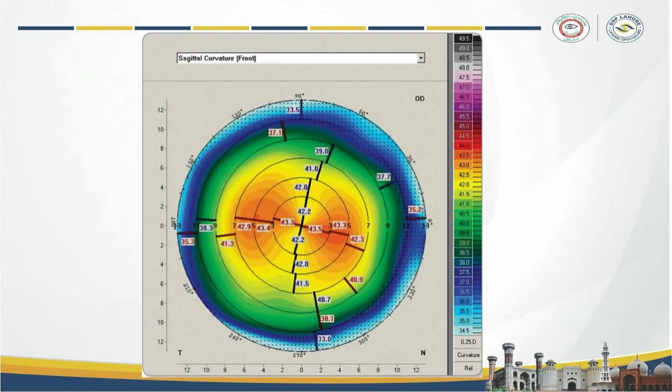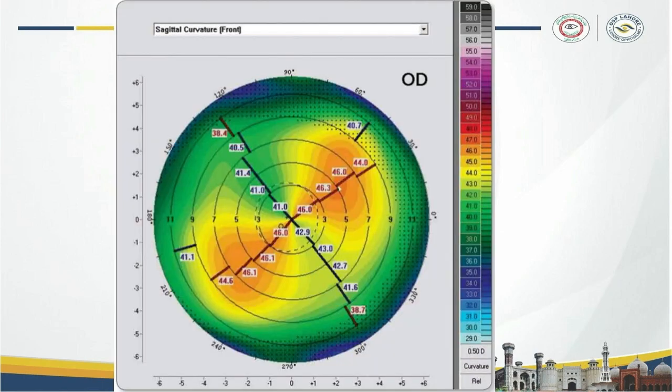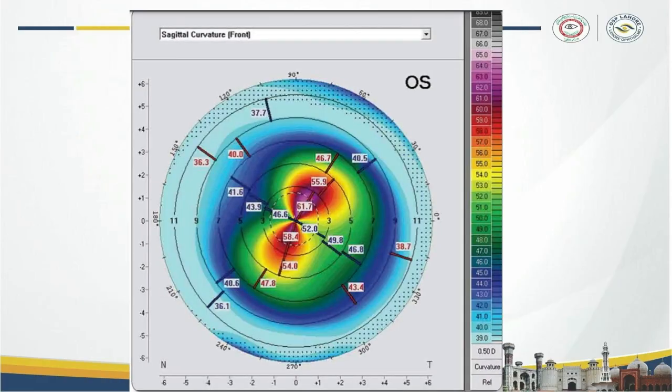This is also a bow tie pattern, but a horizontal bow tie pattern. This is the vertical meridian, this is the horizontal meridian, which is steeper in this case. So this is against the rule astigmatism, with the steeper meridian in the horizontal axis, against the rule astigmatism with the horizontal bow tie, symmetrical horizontal bow tie pattern. And this is the flatter meridian. And this is what we may say oblique astigmatism, this is the steeper meridian and this is the flatter meridian with a blue line.